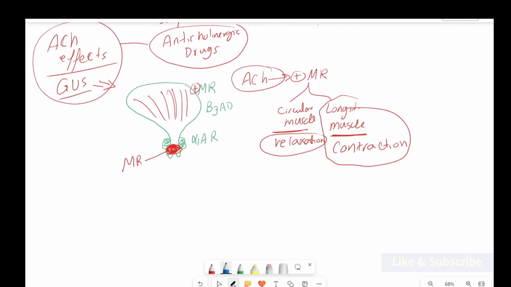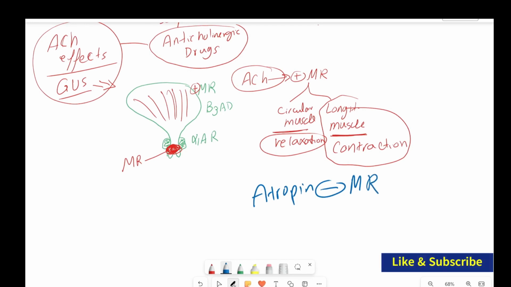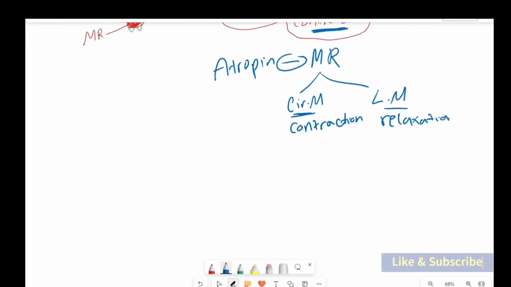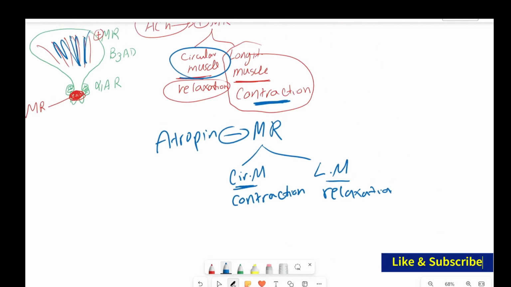For example, when you give atropine, it blocks the muscarinic receptor. With the longitudinal muscle, we are going to have the opposite effect: relaxation of the longitudinal muscle. What happens to the circular muscle, the sphincter? We have contraction. What is the result here? When the circular muscle is contracted, the result will be urinary retention.